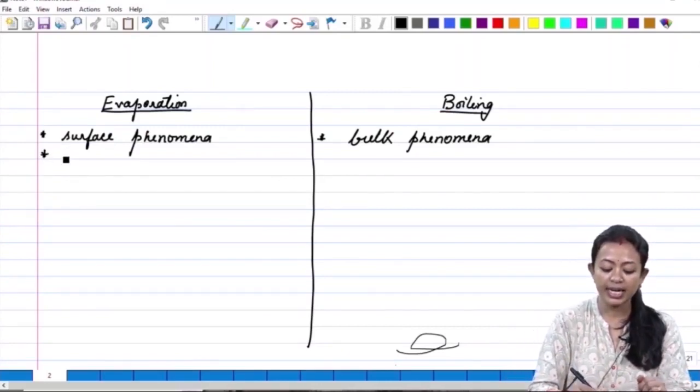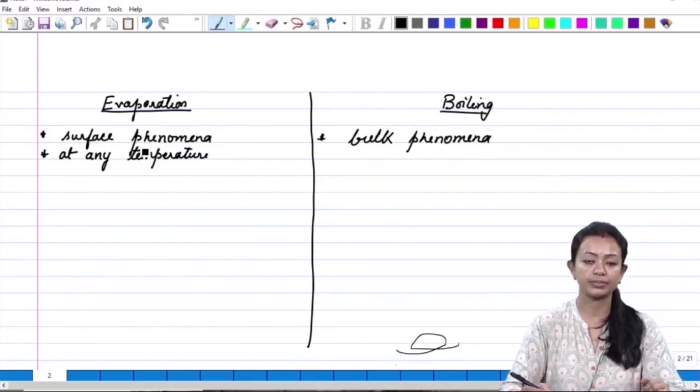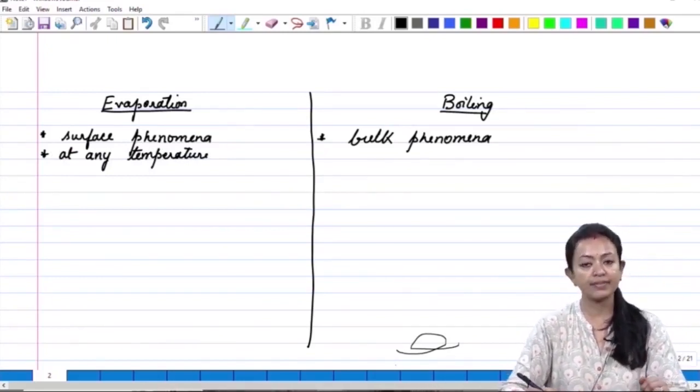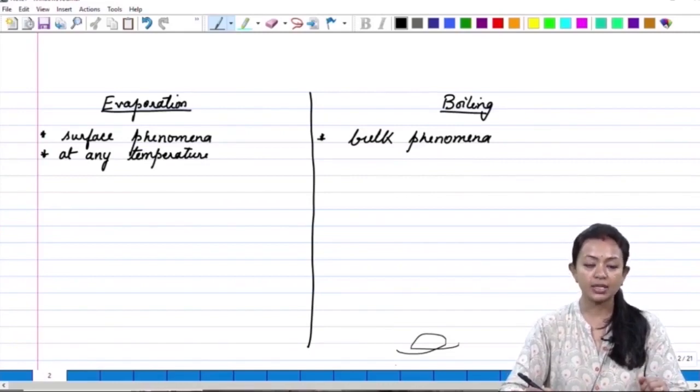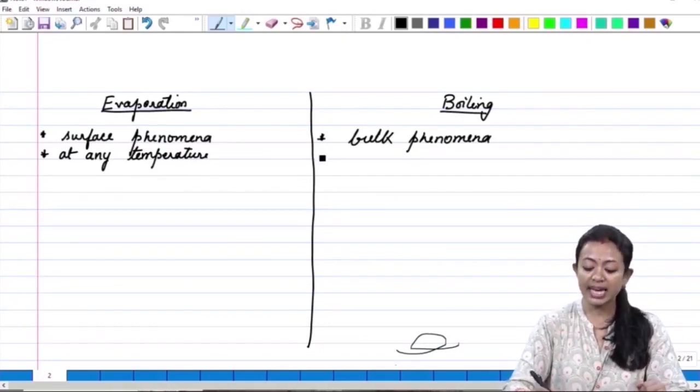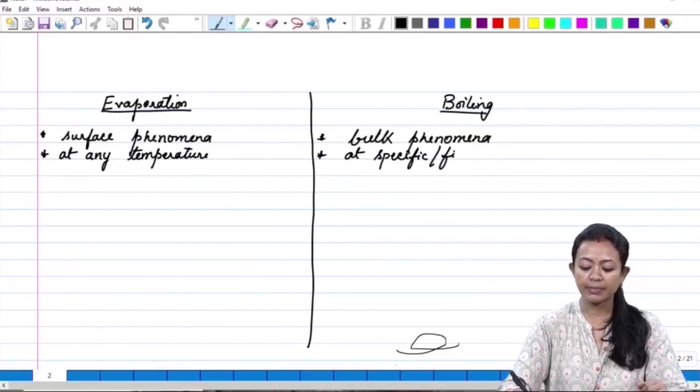Next, evaporation can happen at any temperature. Evaporation can take place at any temperature, even at low temperature, even at higher temperature. The only difference is that at a lower temperature, the rate of evaporation, or the extent to which a liquid is converting into the gaseous state, may be less, whereas if you raise the temperature, the extent of evaporation may increase. Whereas in case of boiling, it happens only at a specific or fixed temperature.